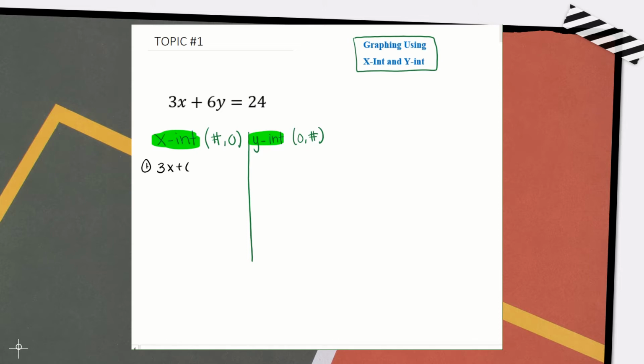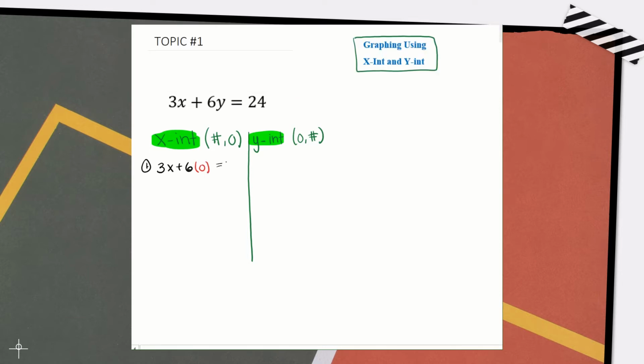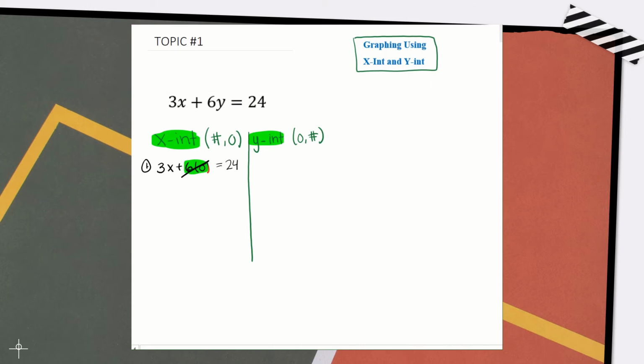Since we know that y is 0, in our original problem we'll replace y with 0 here. Next to the 6, I'll write parentheses since I'm substituting 0 for y, and then rewrite everything else in the equation, so equals 24. Then I'm going to solve. Notice how we have the 6 and the 0 together, so that means multiplication. 6 times 0 is 0, so I'm just going to cross it out because it cancels out at the end since it's 0.